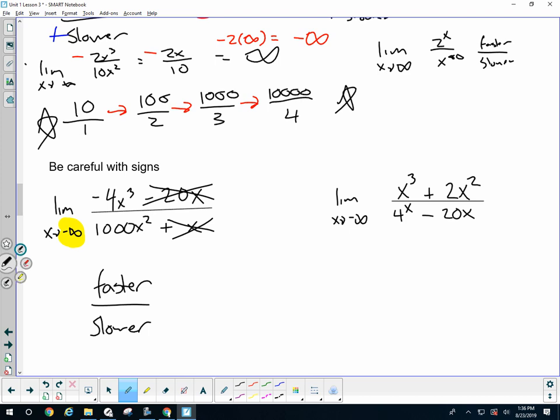Since the negative 20x and the x are insignificant, you do not have to worry about taking those into account when you're figuring out the signs of things. Discuss with your neighbors. Is the numerator positive or negative? Is the denominator going to be positive or negative? Go. Taking a negative and I'm squaring it. A negative squared is positive.